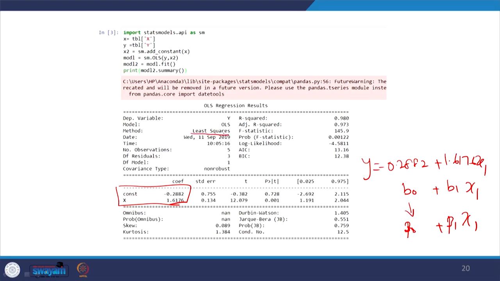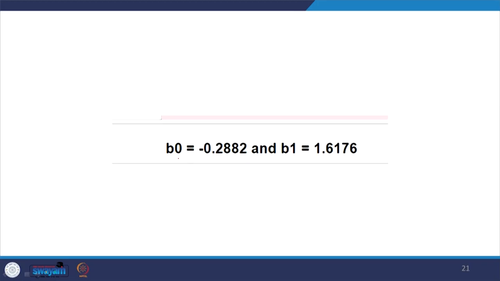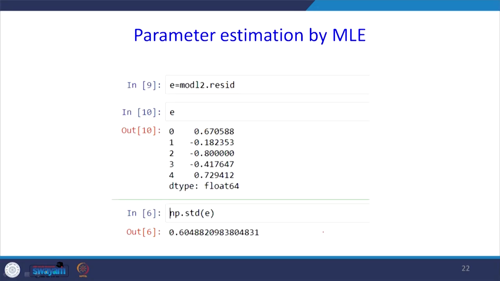Now, we are going to use the concept of maximum likelihood estimation, then we have to verify whether we are going to get the same answer. This is the answer we got: the y intercept is minus 0.2882 and the B1 x1 coefficient is 1.6176. The other parameter required for maximum likelihood estimation is the standard deviation of the error term.